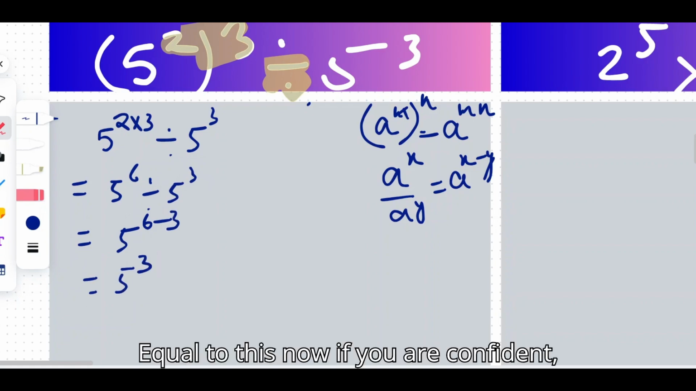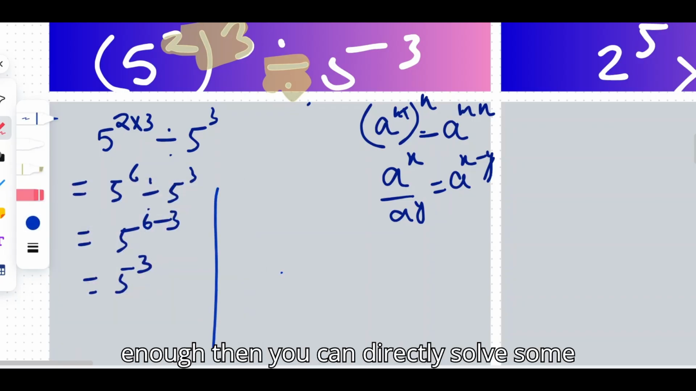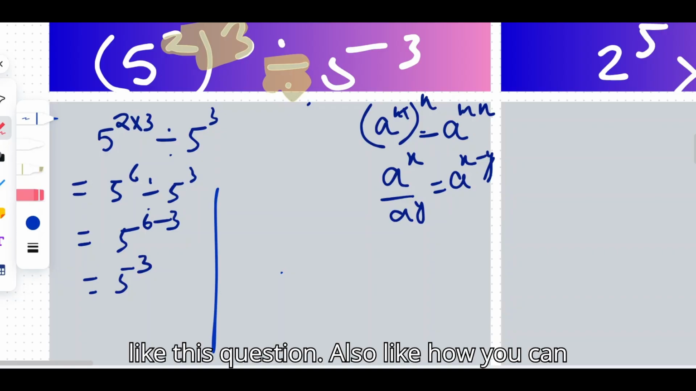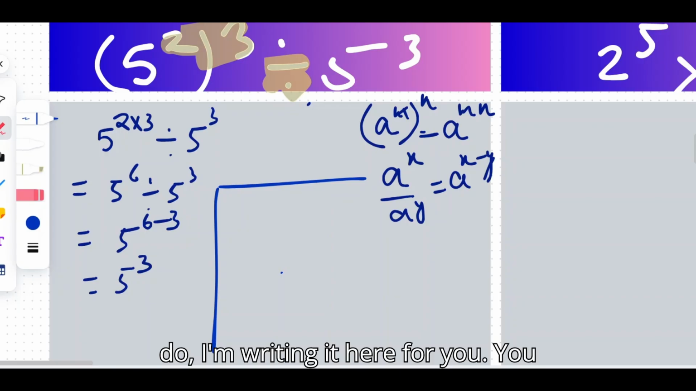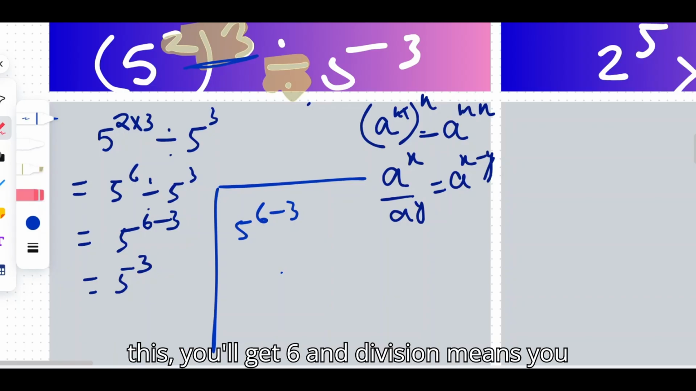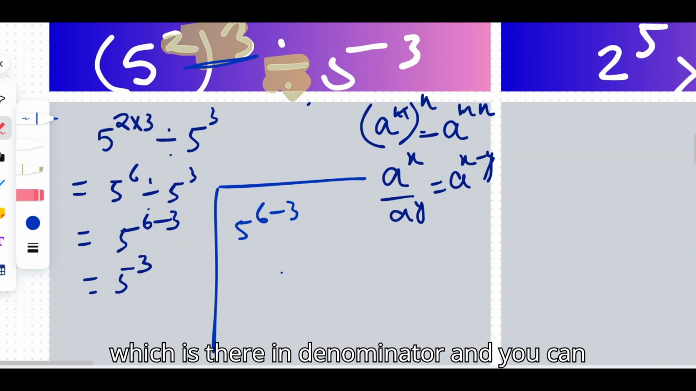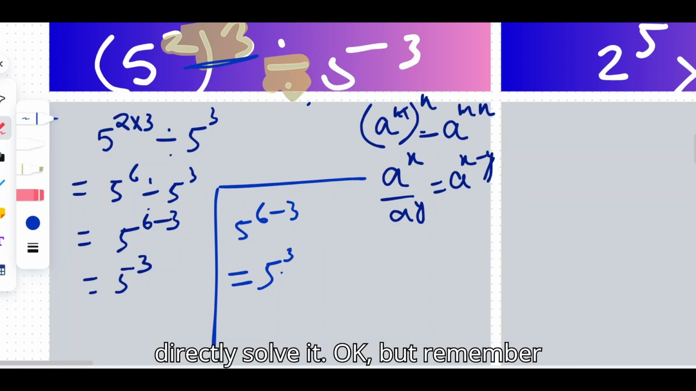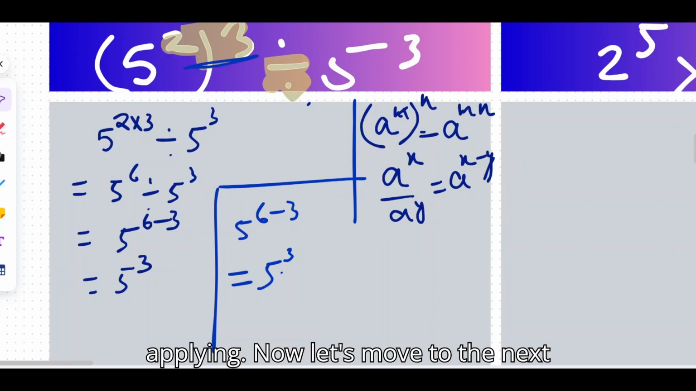Now, if you feel that you're confident enough, then you can directly solve a question like this also. How can you do it? You can apply both the rules in one step. I'm writing it here for you. You can directly solve this as 5 to the power 6 minus 3, because you know that once you solve the bracket, you'll get 6. And division means you have to subtract the power which is in the denominator, and you can directly solve it. But remember that it's good that you mention the exponent rules, that is, which rules you're applying. Now let's move to the next question.